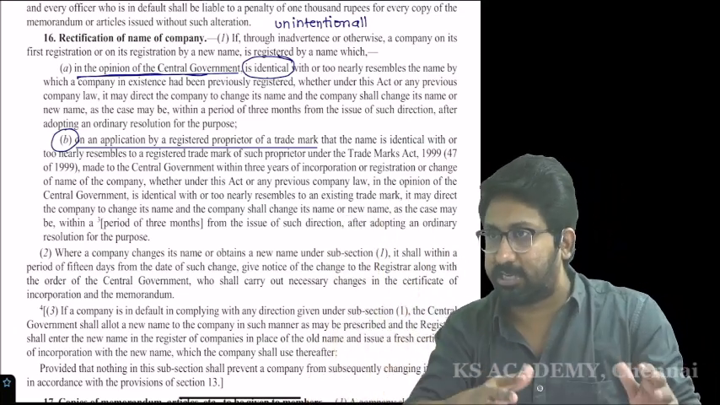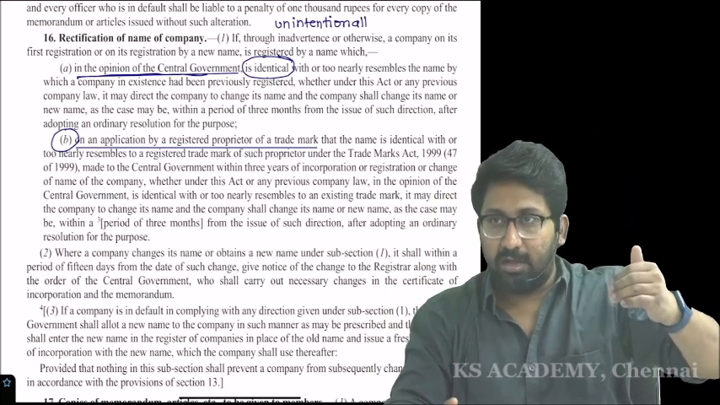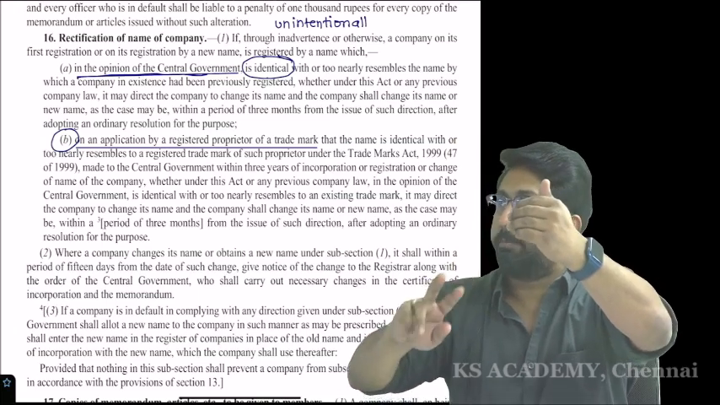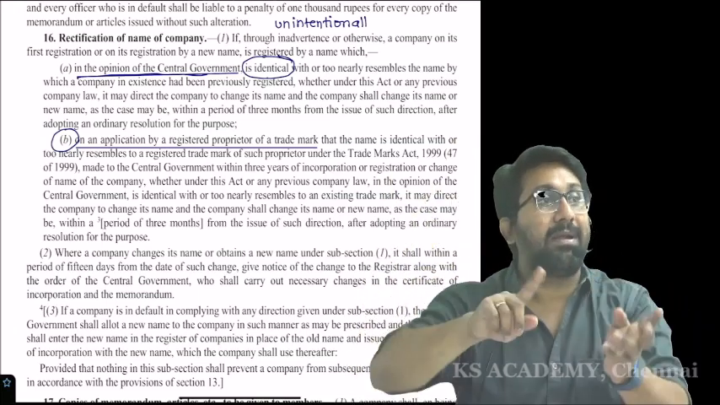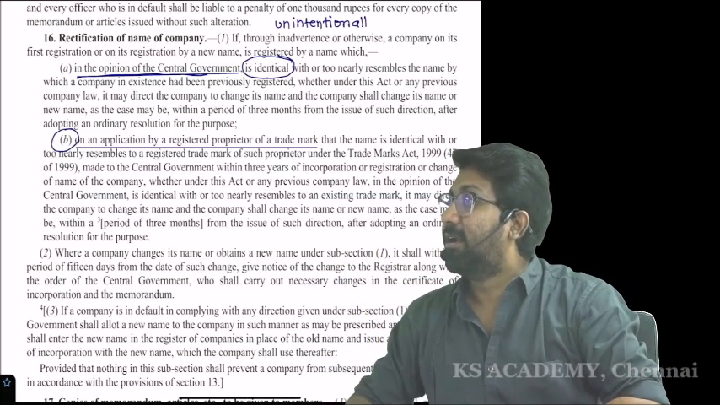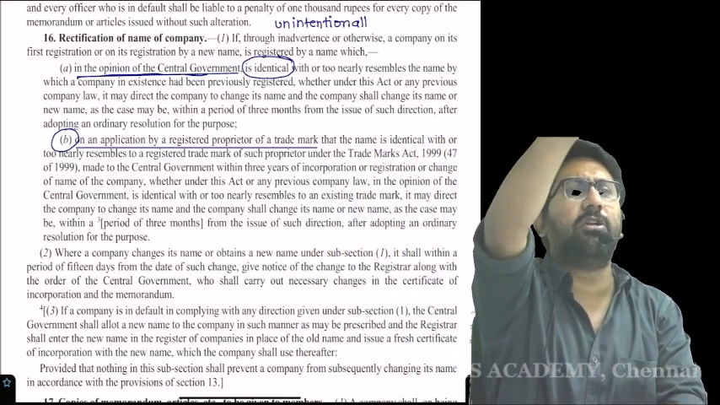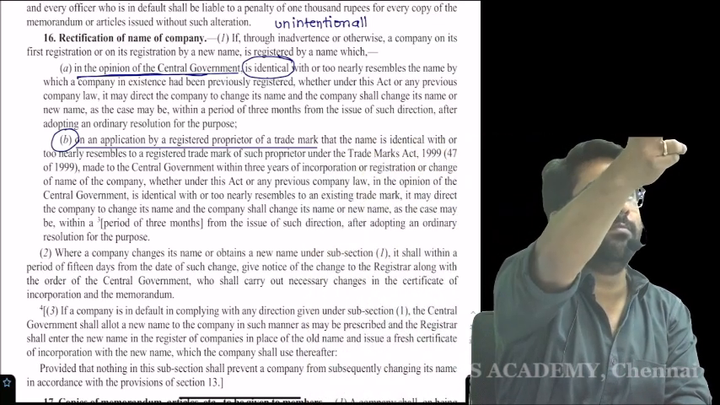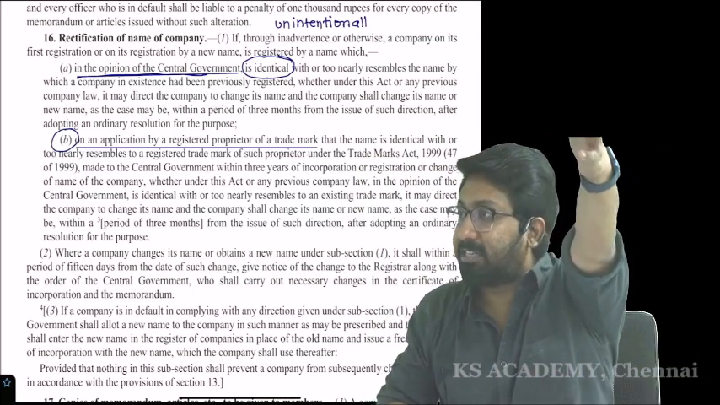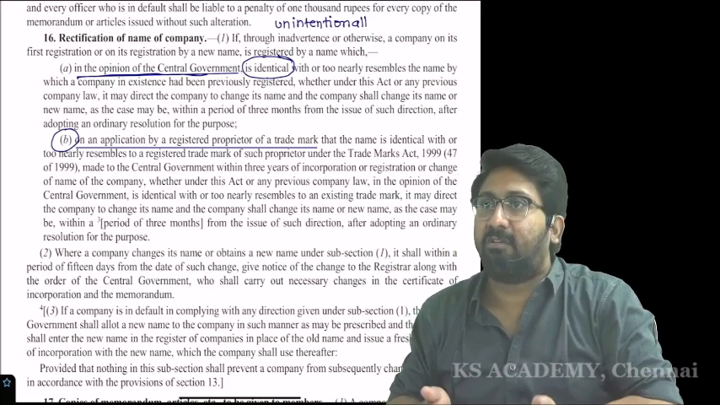You combine both the subsections, no problem. Now, first situation, if the name is identical or too nearly resembles the name of another company, in whose opinion should it be? Central government. But in the second case, the proprietor of a registered trademark should apply to the government. What application should he make? There is another company which is registered in the name of my trademark. If they do some overaction, people may think that I have done that.